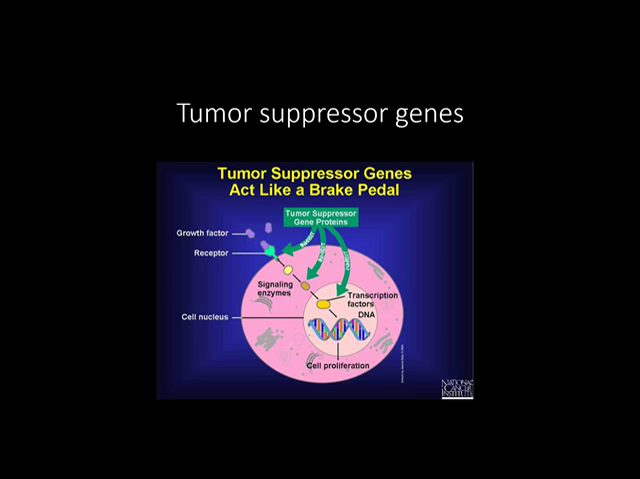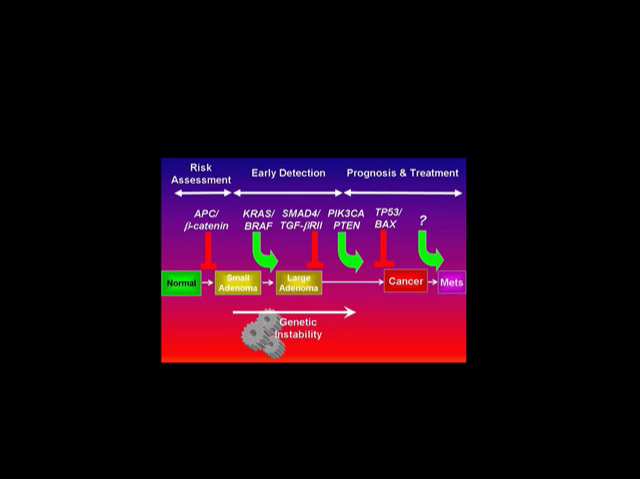Next, tumor suppressor gene does exactly what the name says. It suppresses a tumor. These are growth regulators, and like that slide says, they basically try to put the brake pedal on mitosis so that cells don't divide. If they don't divide, you can't get a tumor.